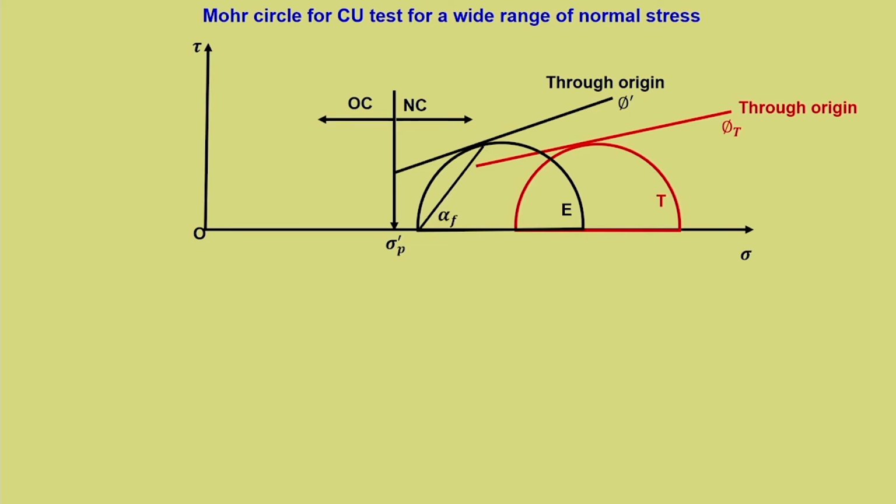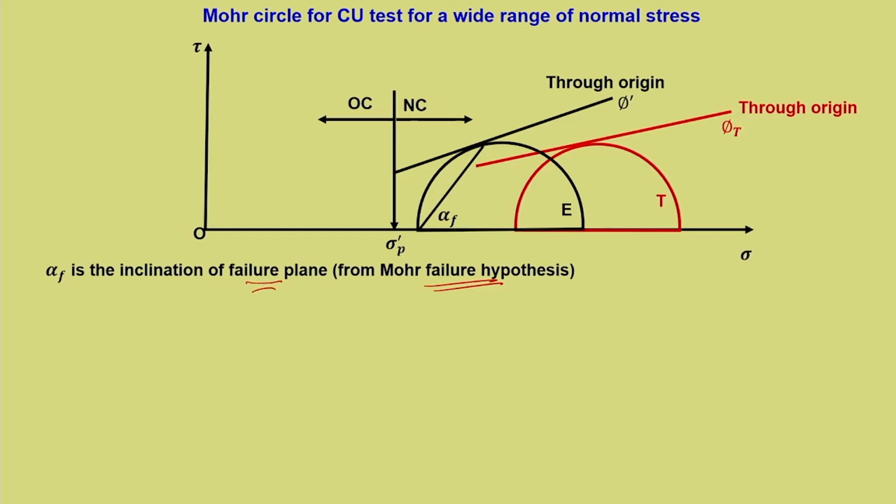Now, what is alpha f? Alpha f, according to Mohr's failure hypothesis, is the inclination of the failure plane, which is nothing but 45 plus phi dash by 2, as per Mohr's failure hypothesis.